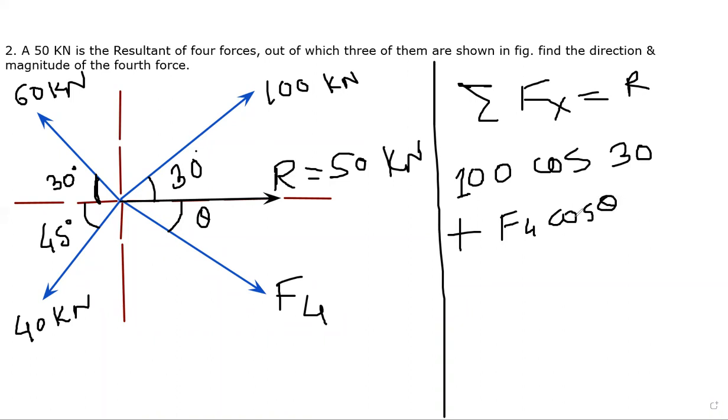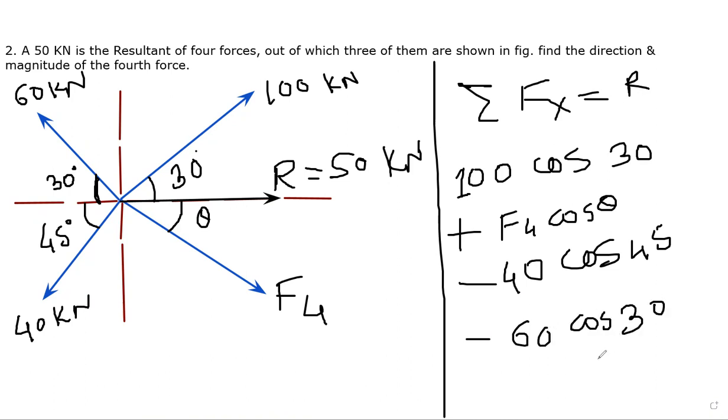Next, minus 40 cos 45. The next, minus 60 cos 30, is equal to 50. That is the value of R. Okay, simplify and please give me the equation in terms of F4 cos theta.